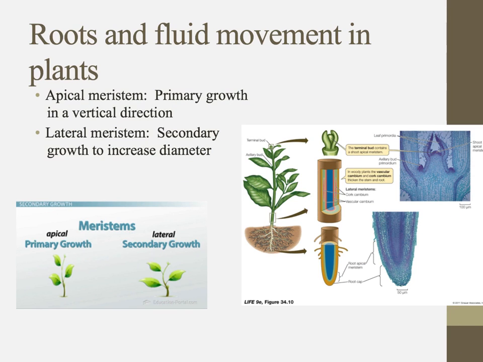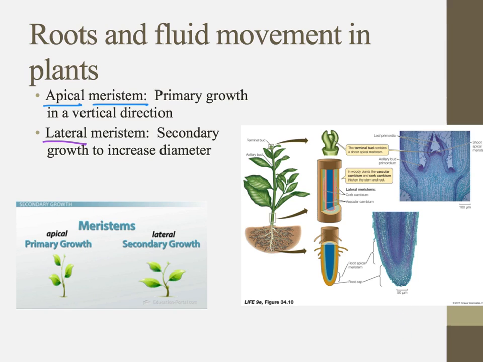Okay, so when we were labeling the root, we talked about the apical meristem. So we know the meristem is kind of like that bunch of stem cells that just divides and divides and divides to make new cells. Apical meristems are going to be down here at the bottom of the root, and they're going to help the root elongate, so help grow in length in a vertical direction.